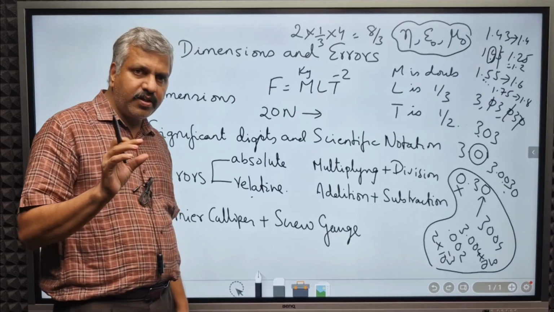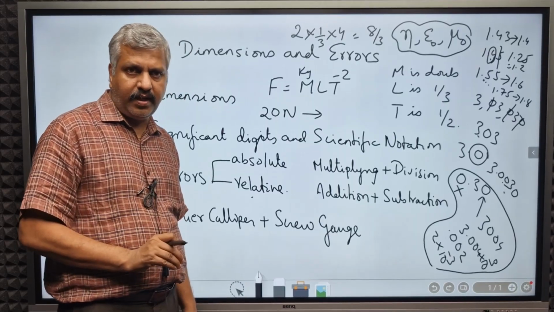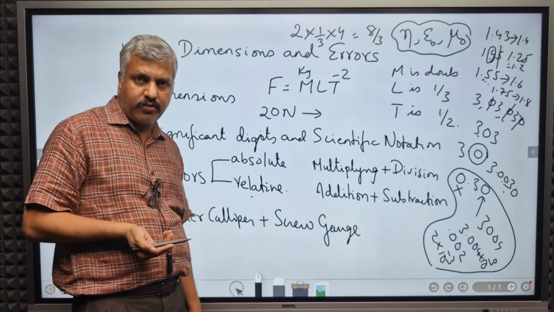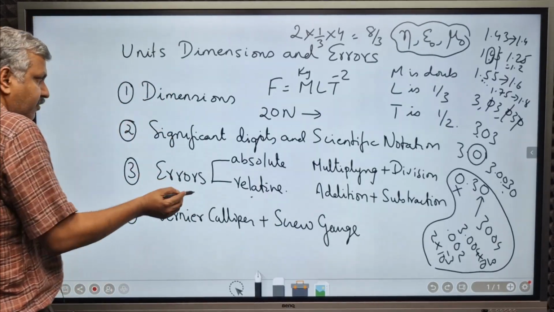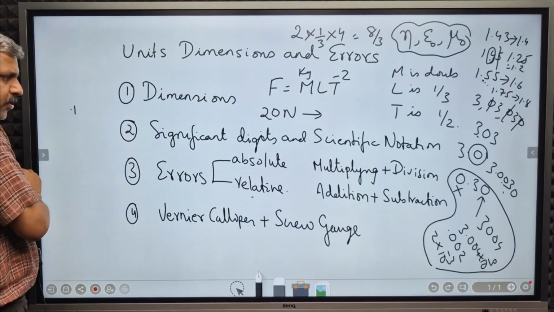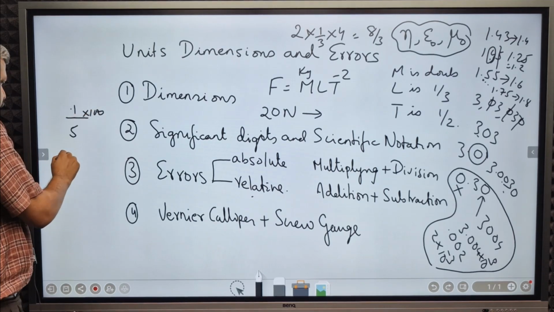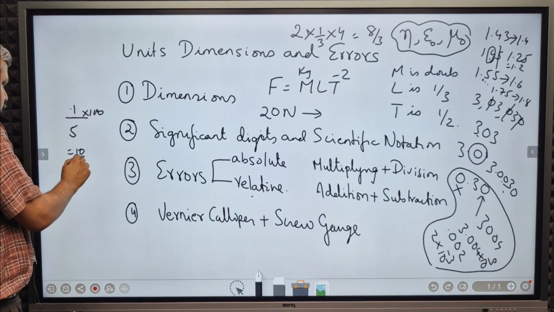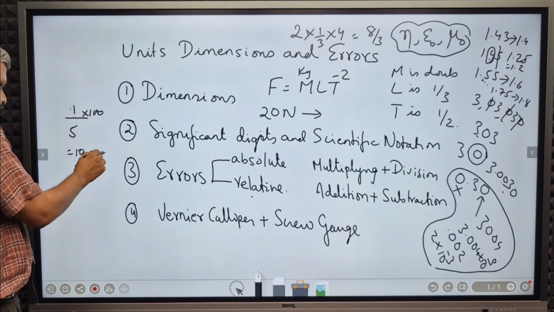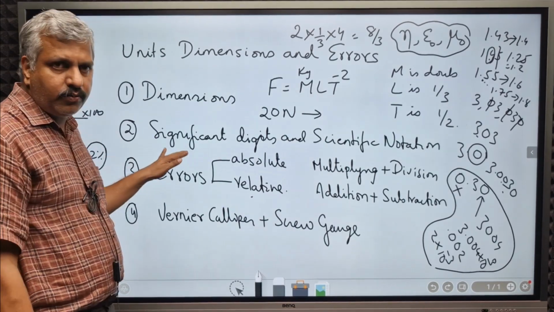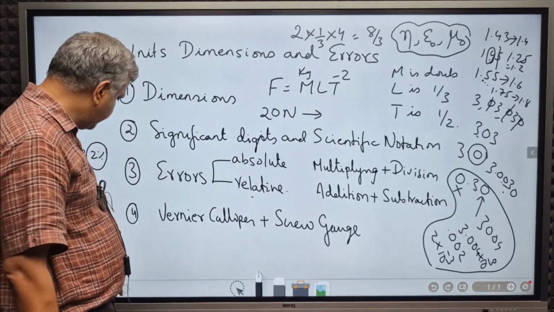So suppose I have measured 5 centimeters using a meter scale. The error as per the logic that I told you just now is 0.1. So 0.1 divided by 5 into 100. So that will be 10 by 5, which will be 2%. So the error will be 2%. That is how you treat absolute error and relative error.